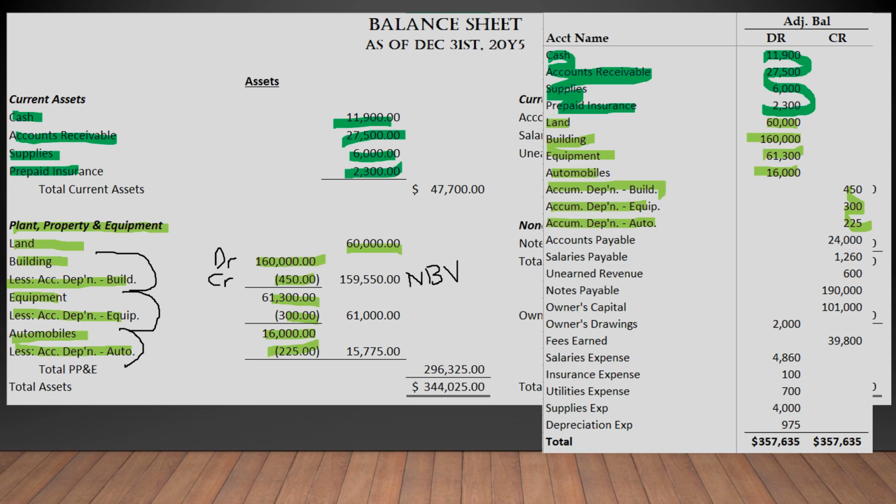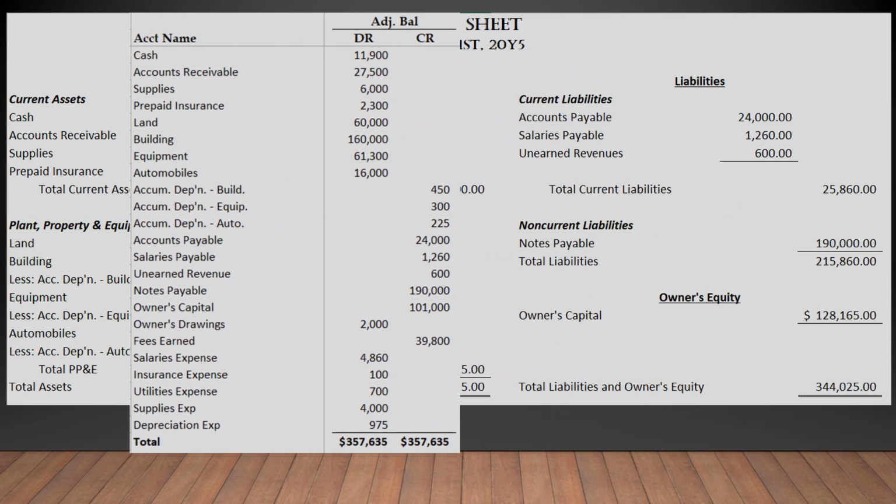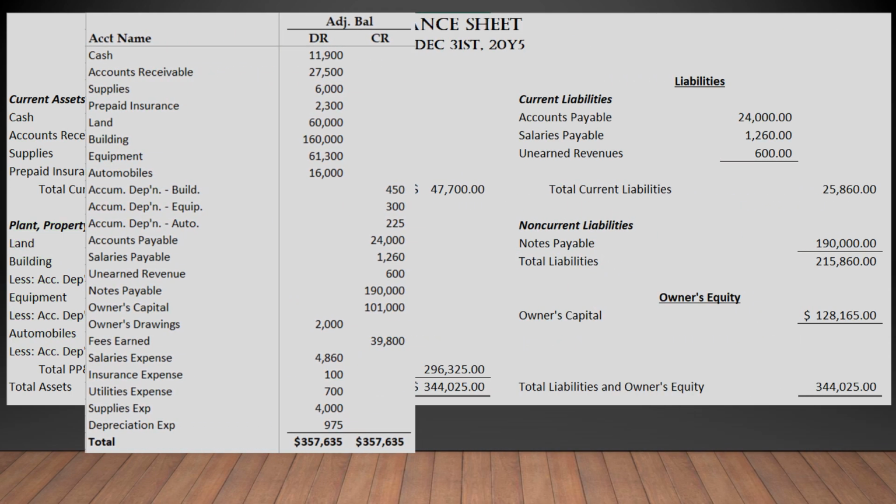After that comes our liabilities section. Just like our assets, we'll separate our liabilities into current and non-current, based upon when they'll be satisfied, within 1 year or beyond that time period.